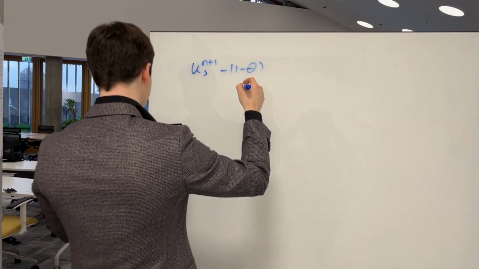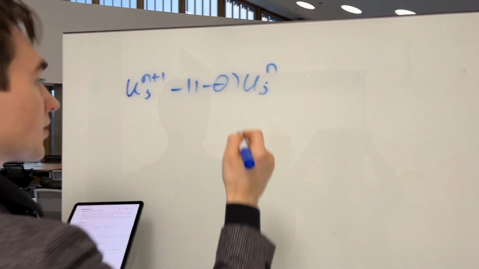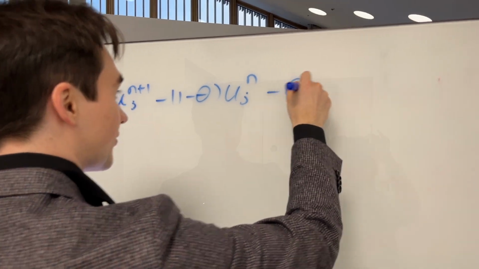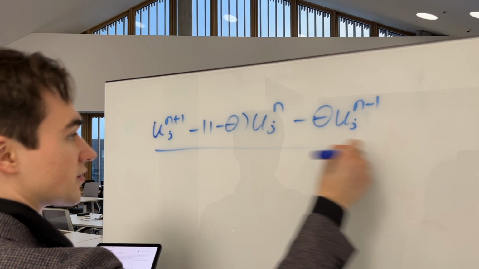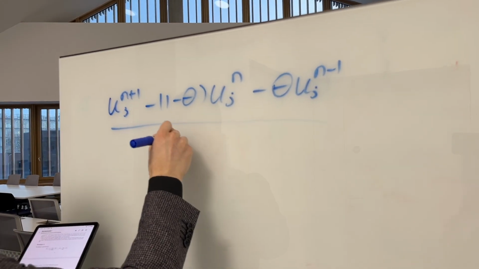Where theta is a parameter from 0 to 1, and we will define a little bit later how it's connected to our stability region.